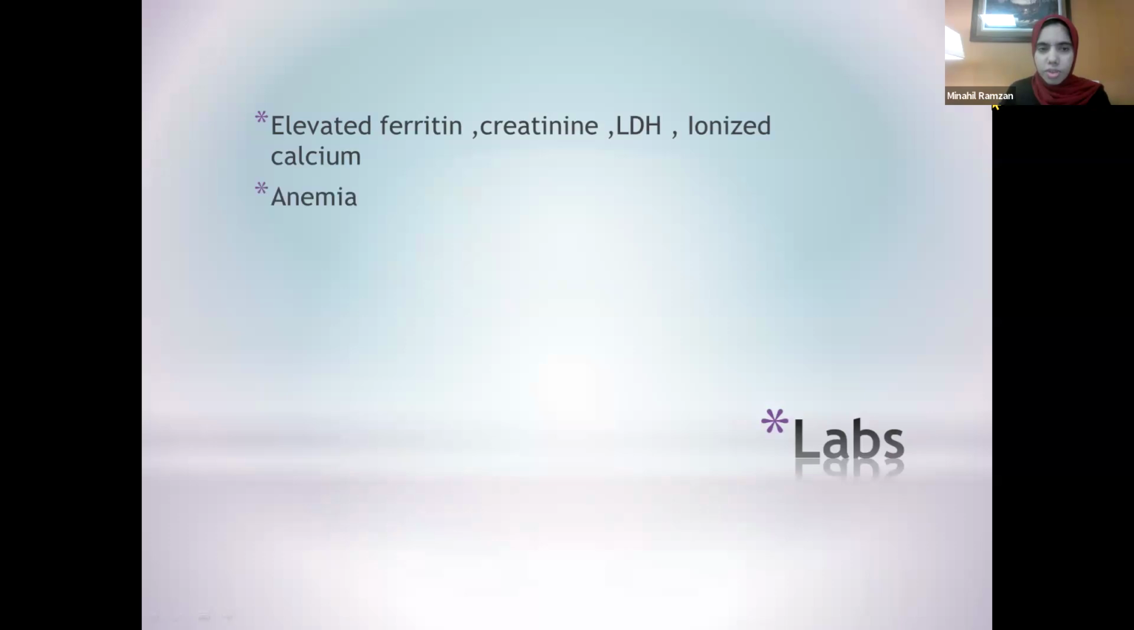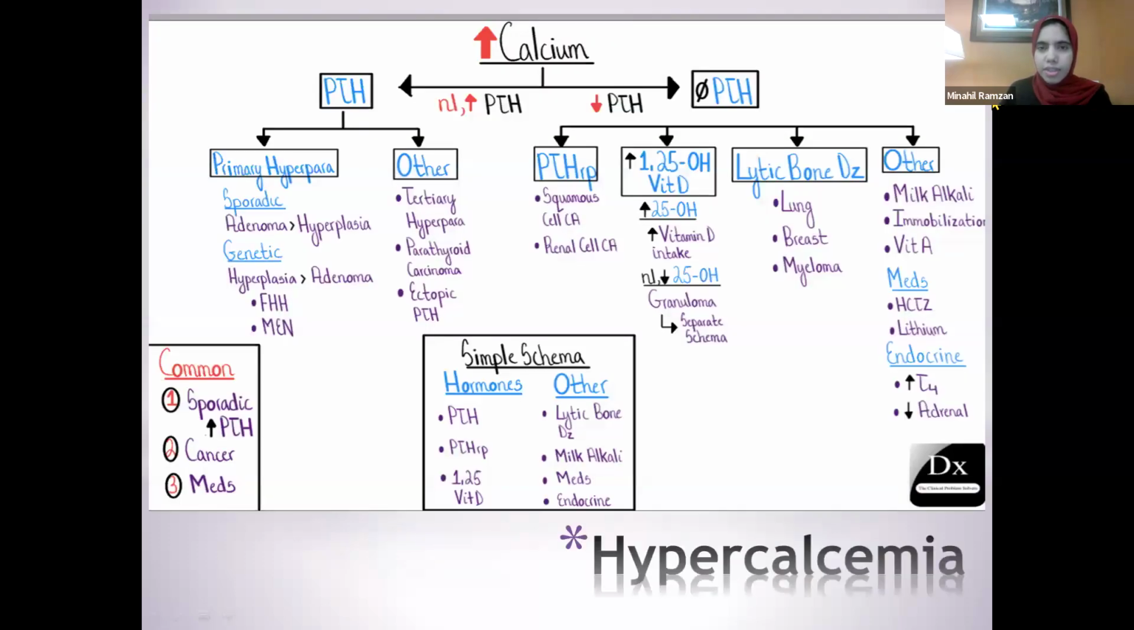Okay, so next I am moving towards the labs. This patient has elevated ferritin, creatinine, LDH, and ionized calcium. She also has anemia, and her HIV and HPV were negative. So I'm dissecting the hypercalcemia causes. When our patient has hypercalcemia, the next thing we have to look for is the parathyroid hormone. If that is normal, then we have two causes, that it can be primary or other causes. In the primary, it can be due to hyperplasia or adenomas. Then other causes can be parathyroid carcinoma or ectopic production.